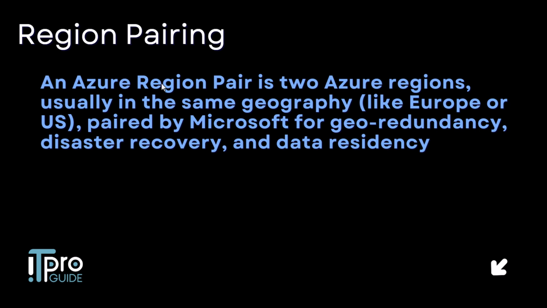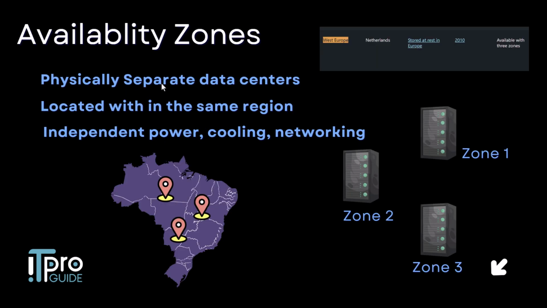Now let's move to the second terminology. This is about the availability zone. So the first terminology that we discussed was Azure region, and now we are going to talk about availability zone. An availability zone comes inside a region. Availability zone exists inside a region.